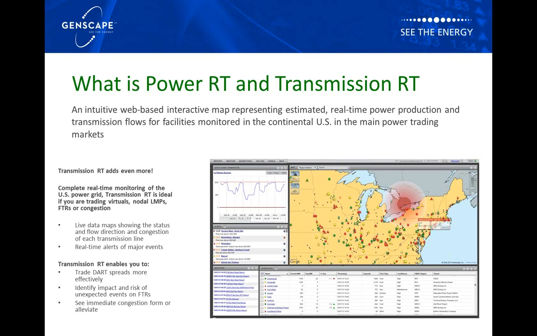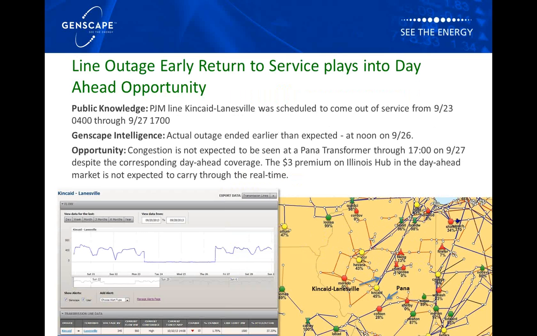With that, we'll start to move into how you can actually use this Power Flow data to look at the markets. And I will turn it over to Brian McIntosh, who leads our PJM desk here, to explain this first example. So this first example here is looking at how the real-time flows play into day-ahead opportunities. And to illustrate this, I want to look at the Kincaid to Lanesville line, which is the monitor shown on the lower left-hand corner of the screen here.